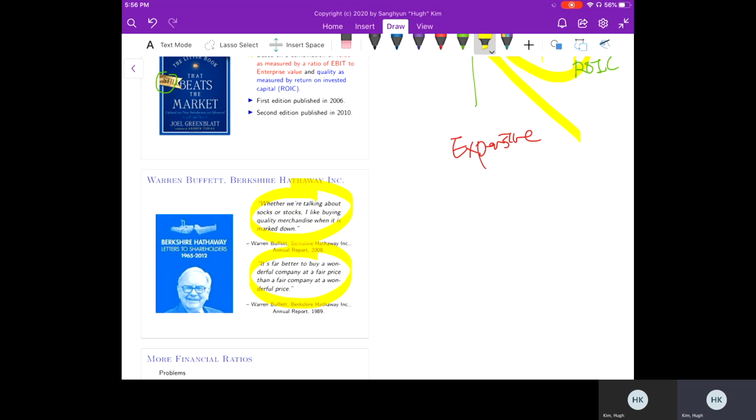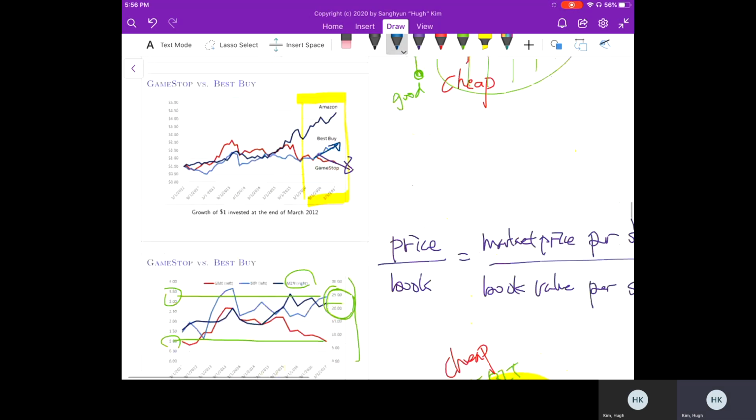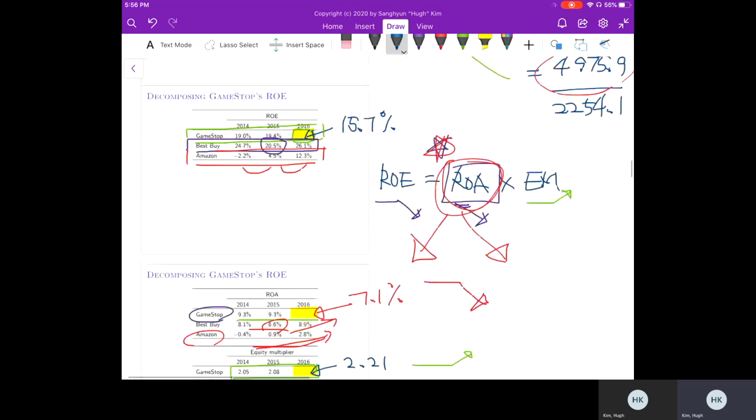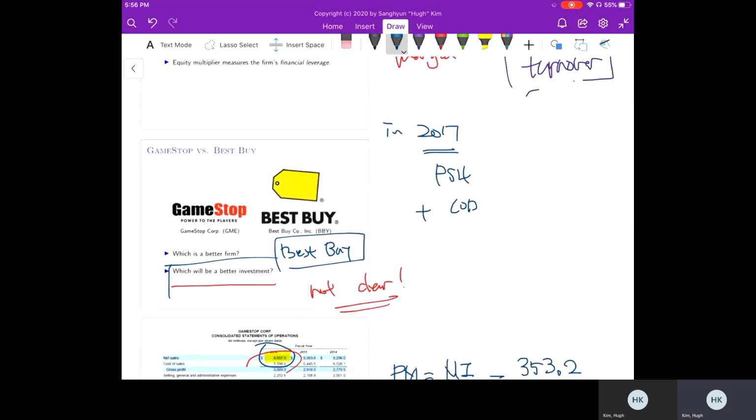And so later in chapter 8, we're going to learn equity valuation, to determine whether a firm is a good investment or bad investment. To answer this question, we're going to have to wait until we study chapter 8.